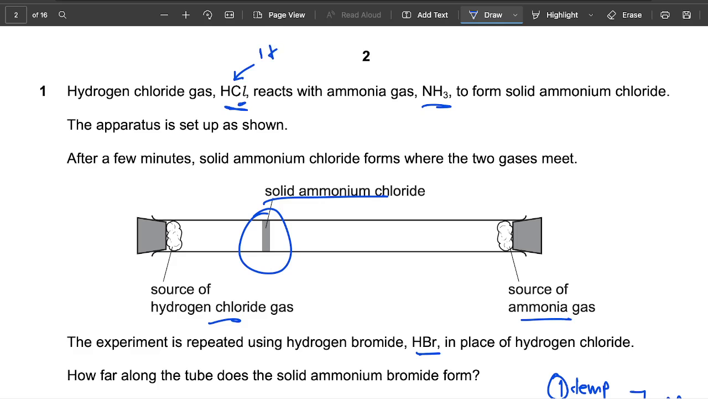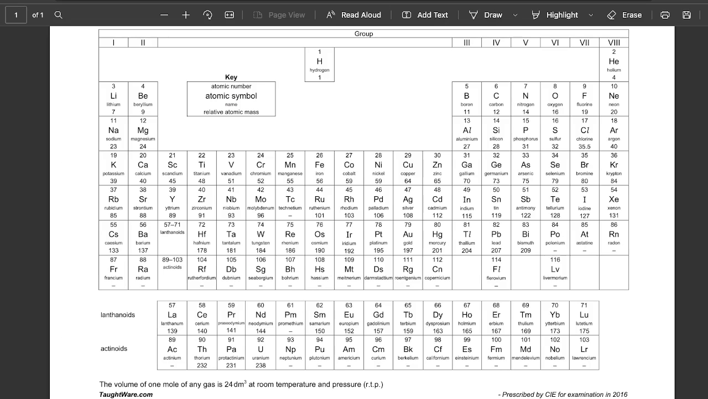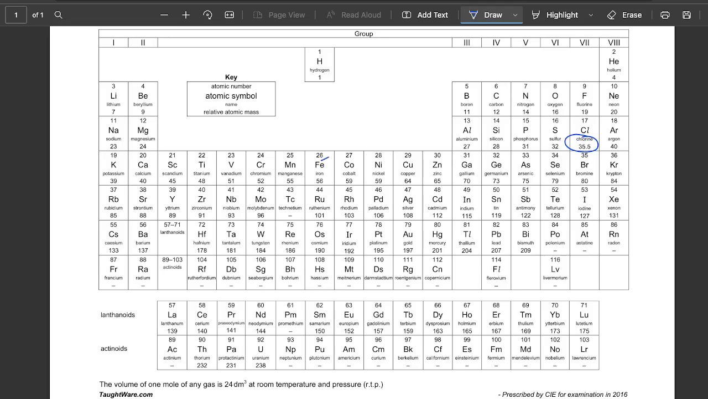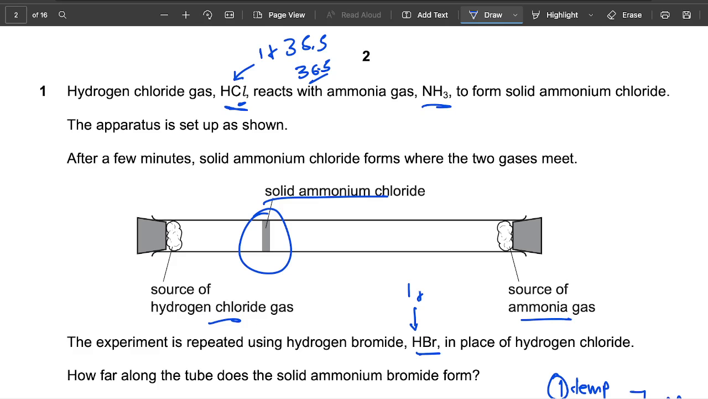plus chlorine, and if we go to the periodic table, you know that chlorine is 35.5. You can see chlorine right here is 35.5, so 1 plus 35.5, which is 36.5. That is the mass. But now hydrogen bromide, hydrogen would be 1 plus bromine. Bromine here, you can see bromine, where is bromine? Here it's 80. So bromine is heavier. So 1 plus 80, which is 81.